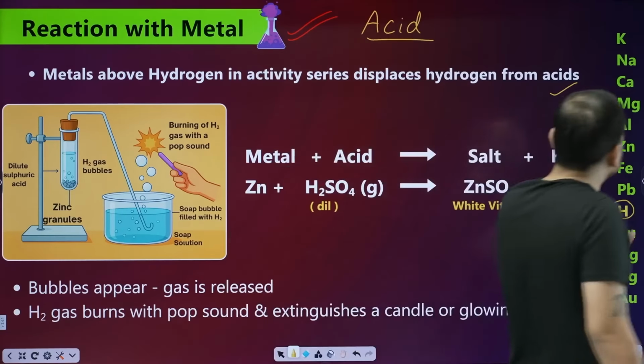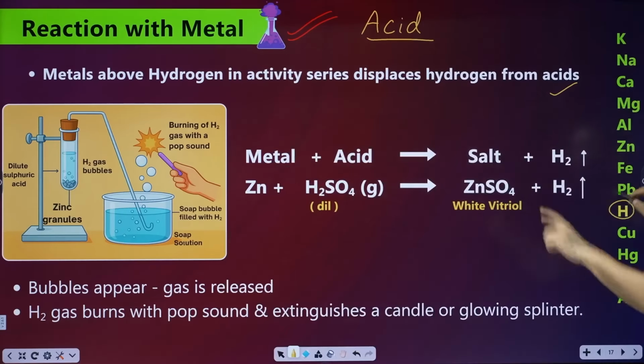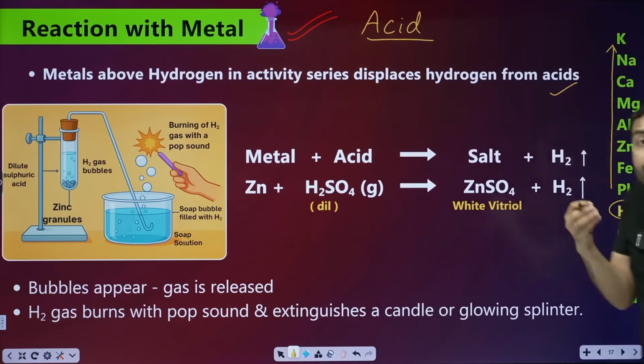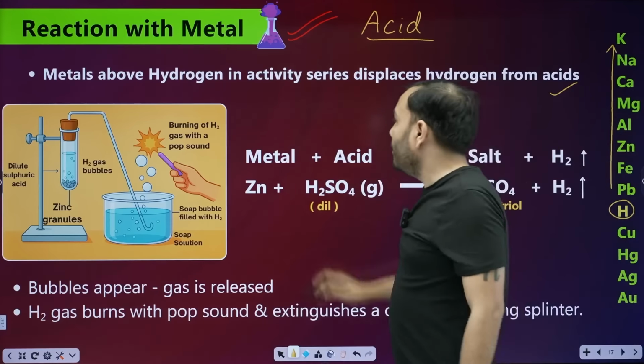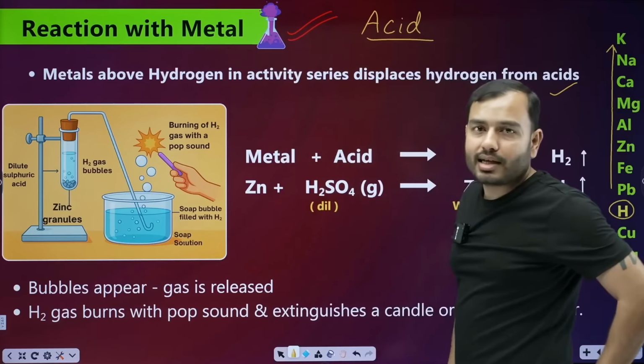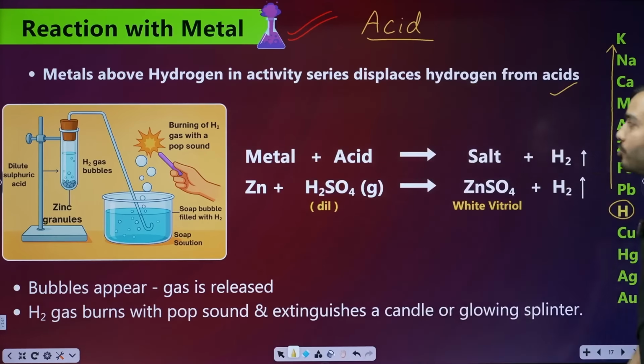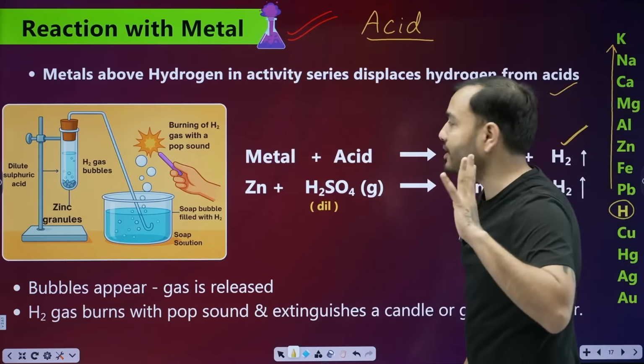All the metals that are above hydrogen in this activity series displace hydrogen from acid. They get hydrogen gas from acid. If a metal reacts with acid, and this metal is above hydrogen, then what will it do? We will take out hydrogen gas from the acid. Very important. That is why hydrogen gas is produced.